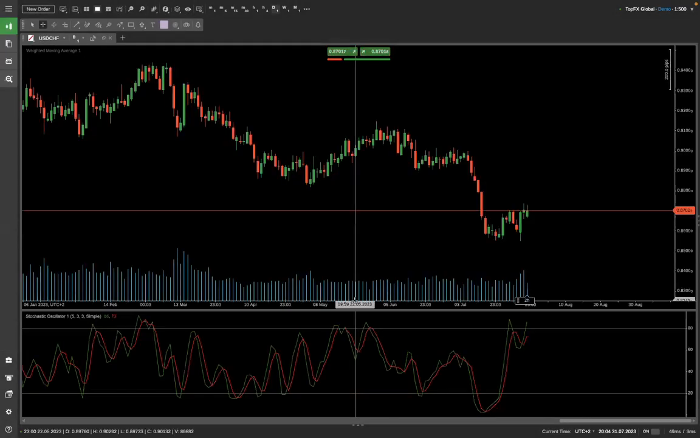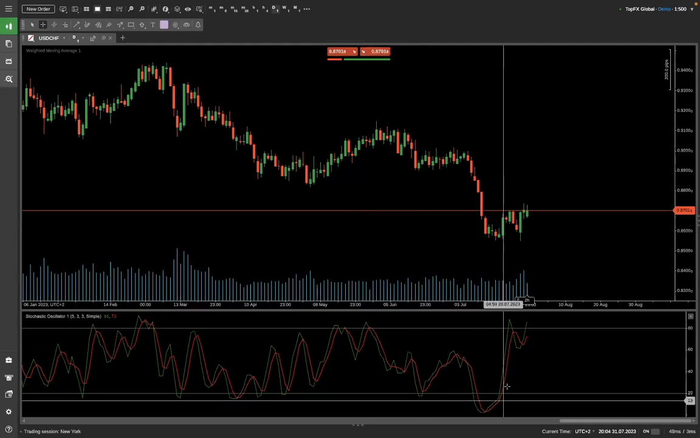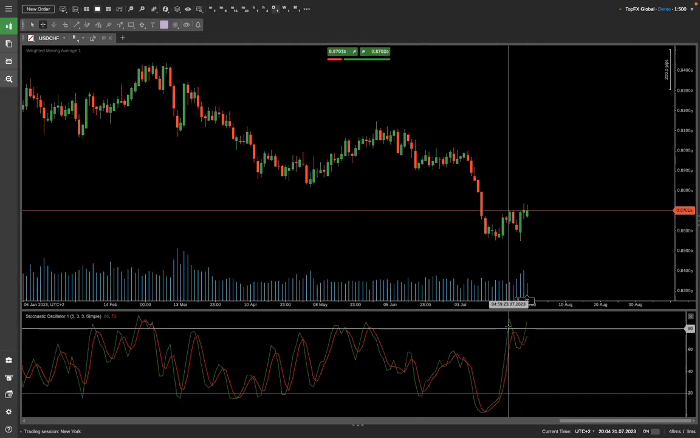All right, so the D line, of course, is a 3-day simple moving average of the K line, and it helps smooth its fluctuations. As you can see, the D line is not that sharp. The K line is the green one, and it's very, very sharp.